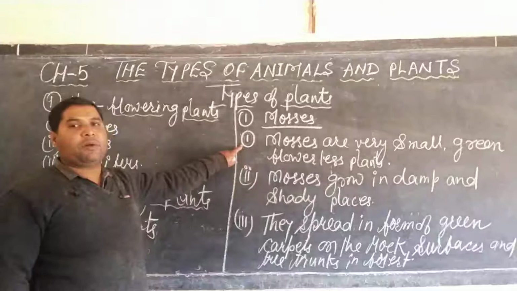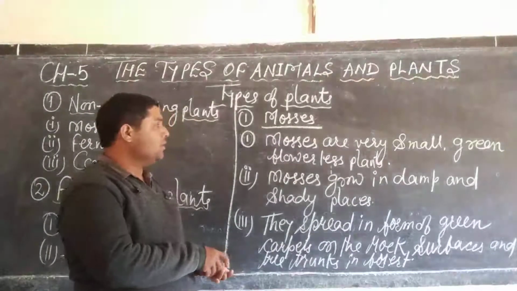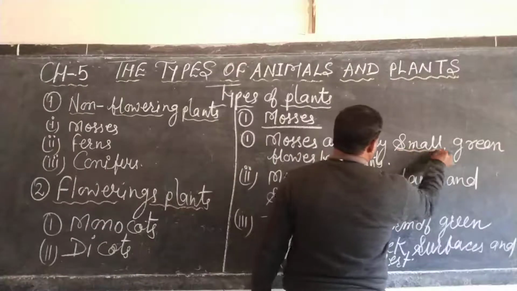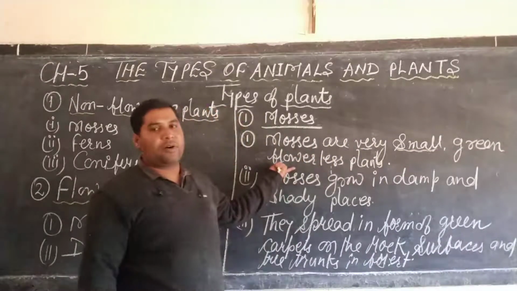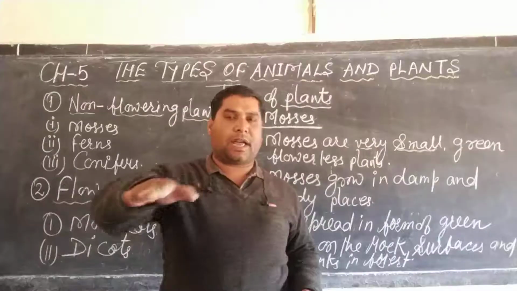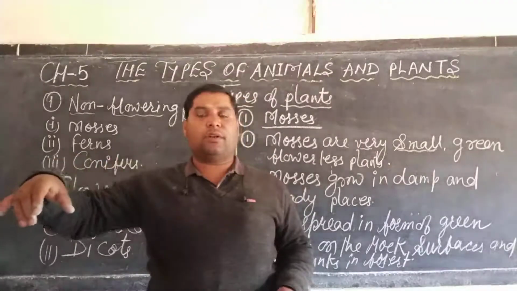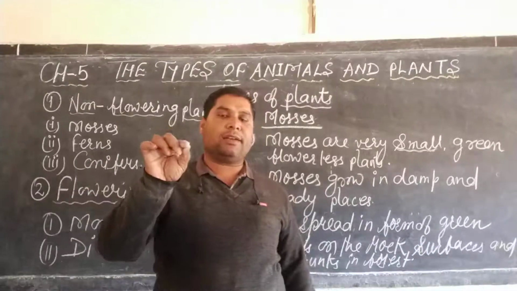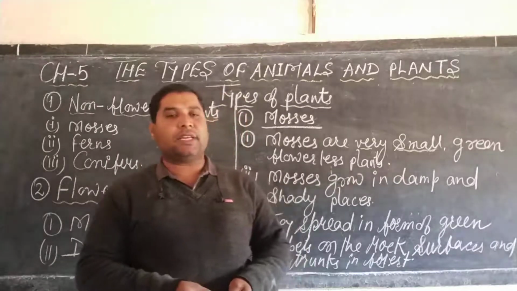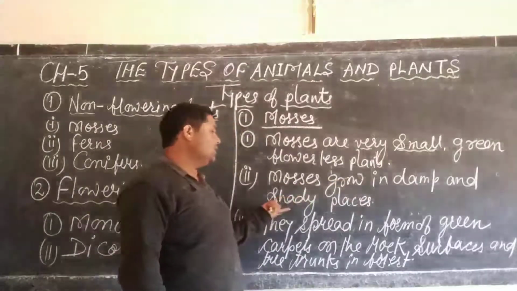Three characteristic features of mosses. Let us know. Mosses are very small, green and flowerless plants. Dear student, you may have seen a green carpet over the plain surface of a rock or on a boundary wall. When you touch it, you feel like velvet. A small flowerless plant known as moss. Mosses grow in damp and shady areas.